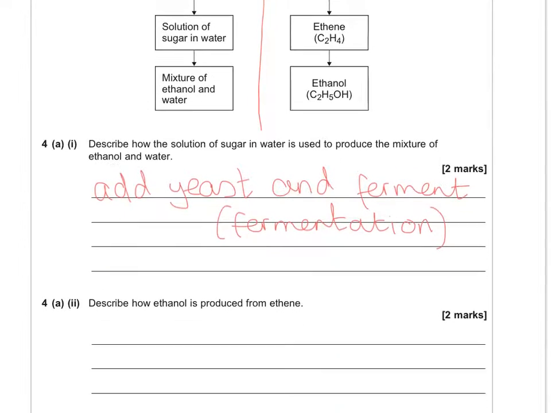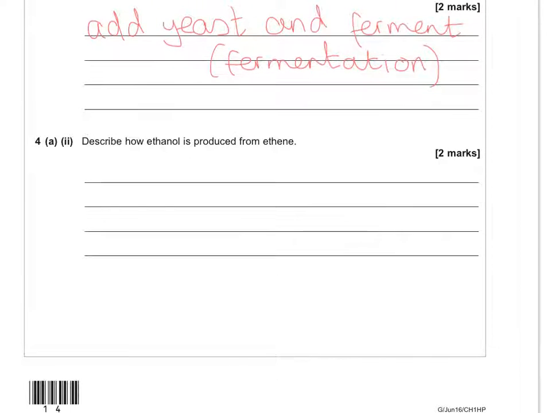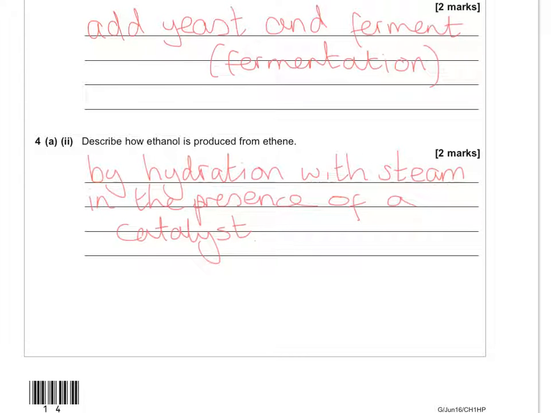And then on to question 4a2. Describe how ethanol is produced from ethene. Again, it's looking for 2 very specific things here. So if you don't know them, you've got a low chance of getting it right. And what you should have put is by hydration with steam. That will get you 1 mark. And the second mark is for saying in the presence of a catalyst. And the correctly named catalyst for this reaction would be phosphoric acid, although it's not required for you to get the mark.